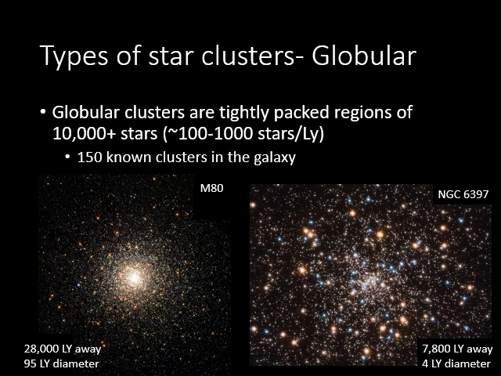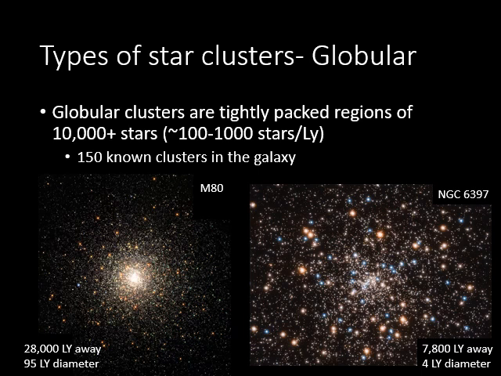Now, to really help give you a sense of how tightly packed globular clusters are, we can not only talk about number and size, but we can talk about density. How many stars per light year do we have? Well, most globular clusters have about 100 to 1,000 stars per light year.